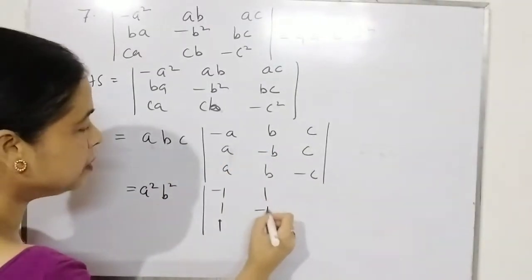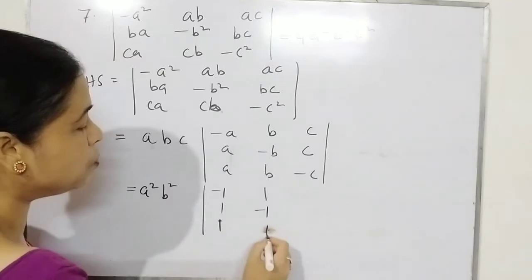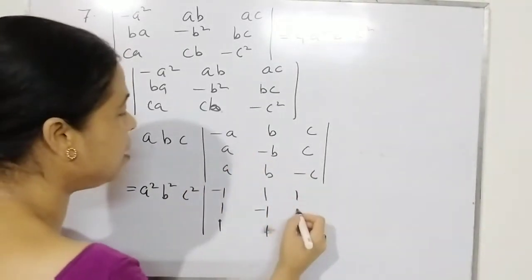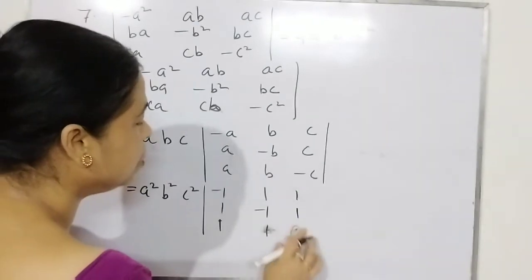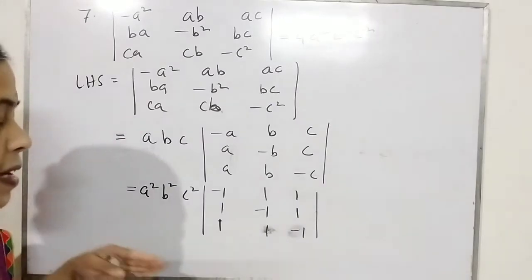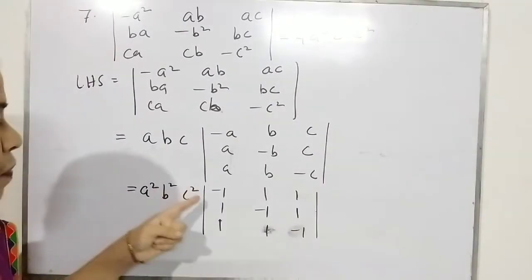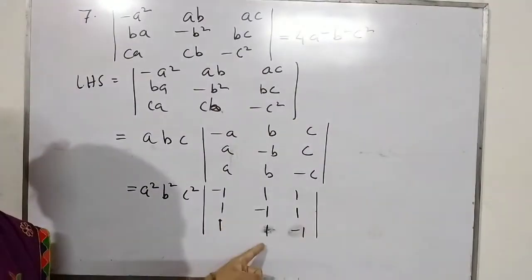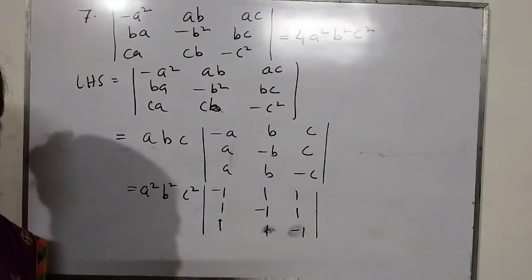So this is 1 minus 1. And again this is 1. Then C becomes C square. When you take it common, it becomes 1, 1, 1, 1 and minus 1. Now, just by seeing the question, we understand that if I add column 1 with column 2, minus 1 plus 1 will give you 0. So it is possible for us to get 0.